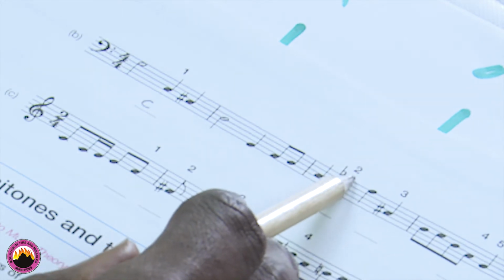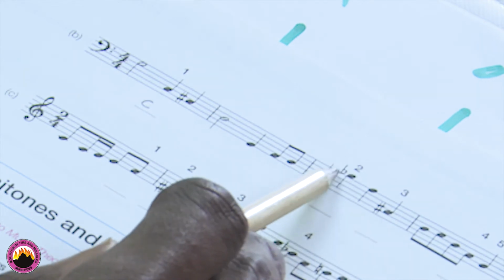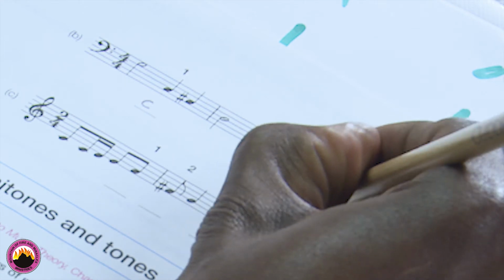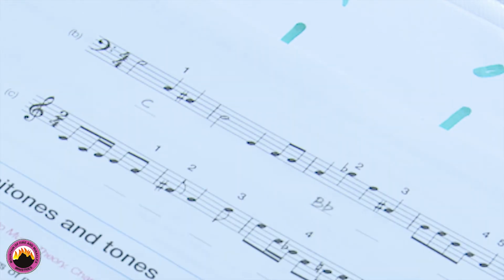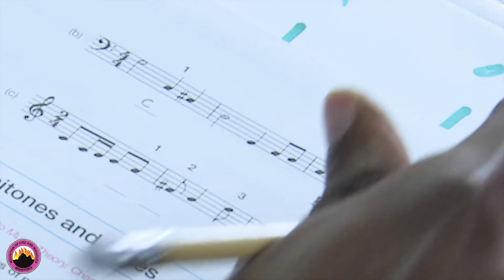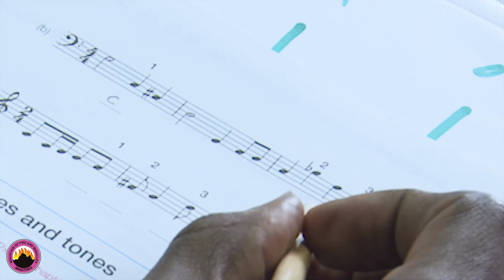But it's not just B, because there's a flat in front of it. It is called B flat. So you come down here and you write B flat. This is going to test your understanding of the treble clef and the bass clef. So take your time and walk slowly, and you should get it right.